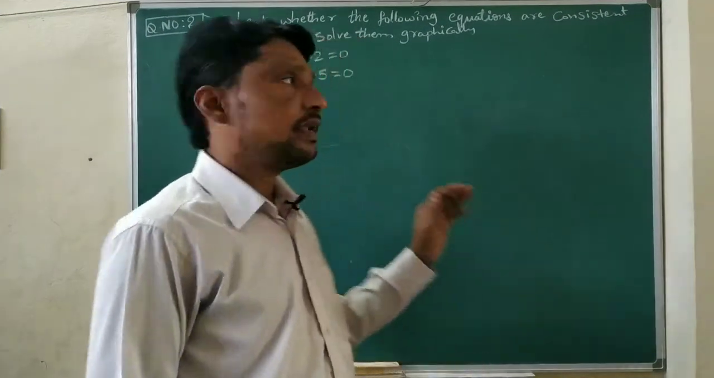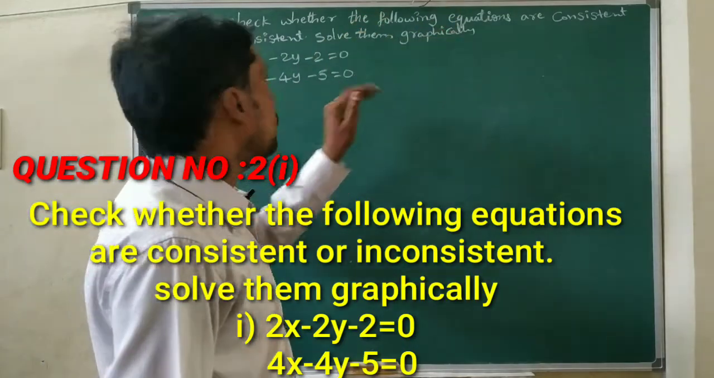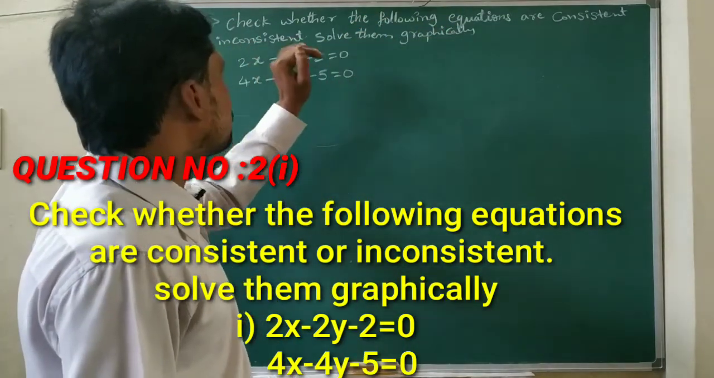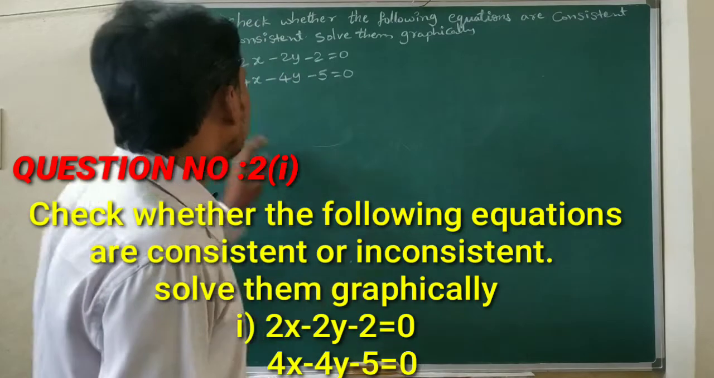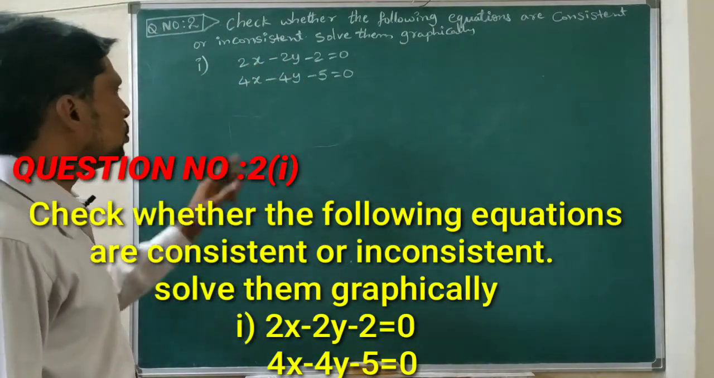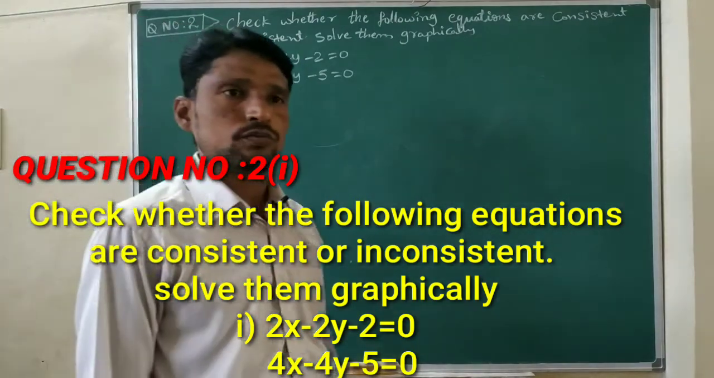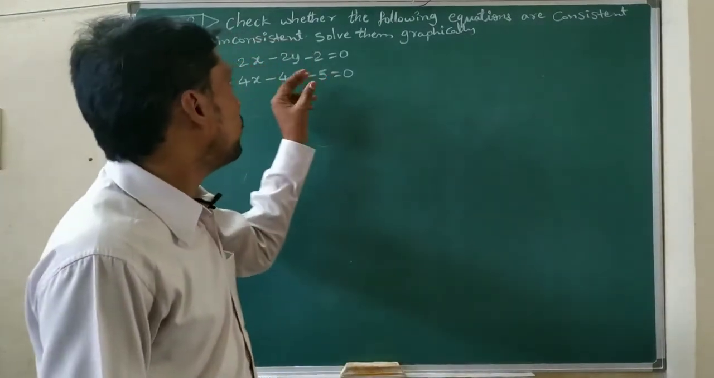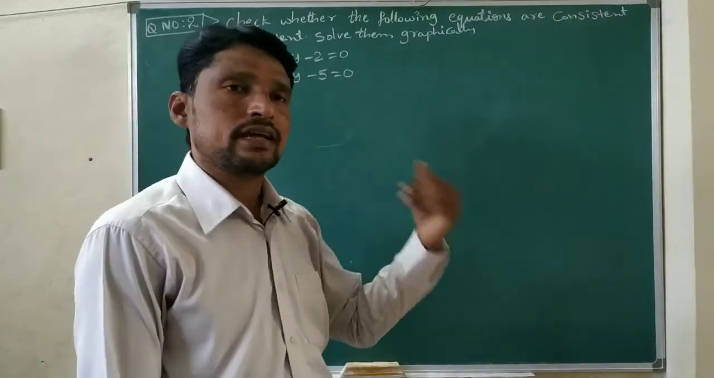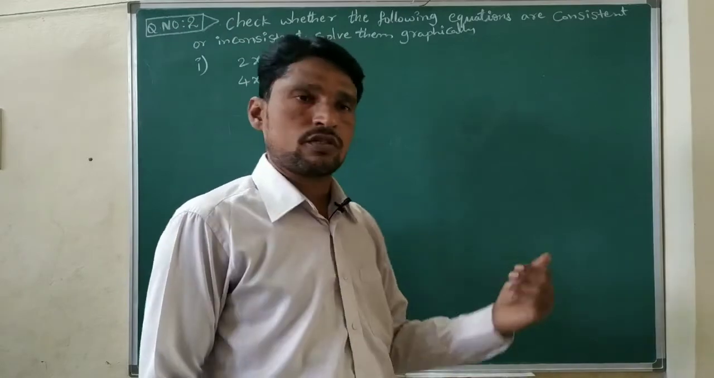Question number 2 in I. Check whether the following equations are consistent or inconsistent. Solve graphically. The equations are 2x minus 2y minus 2 equal 0, 4x minus 4y minus 5 equal 0. So we need to find whether they are consistent or inconsistent, and we need to show it in the graphical representation also.